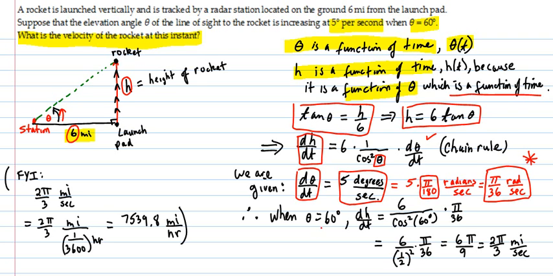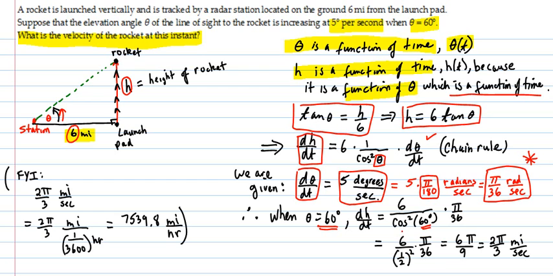The 60 degrees we can leave as a degree because it's going to be evaluated as a trig function. We could convert that to radians also, but there's no harm in leaving it in here. So at 60 degrees, dh/dt, the rate of change of the height with respect to time, is 6 divided by cosine squared 60 degrees times the pi over 36 radians per second.